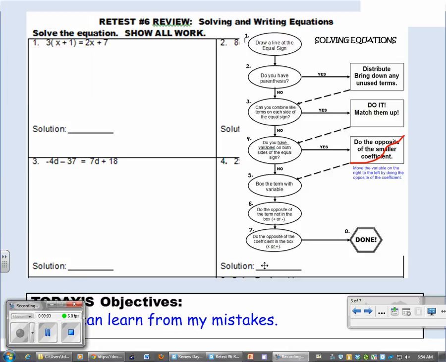This is retest number 6 to review. You will need your flow chart in order to work out the problems that you're given. Problem number 1, we're going to draw a line down the equal sign.